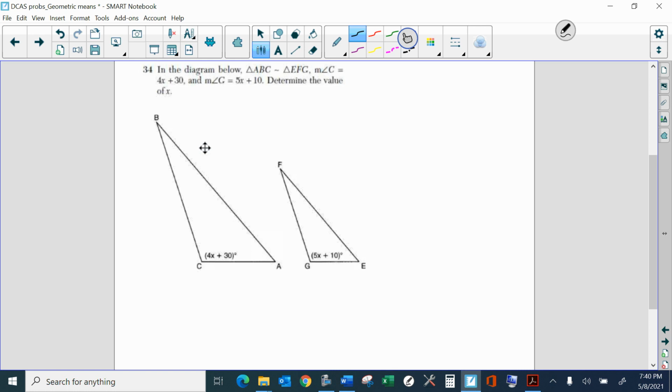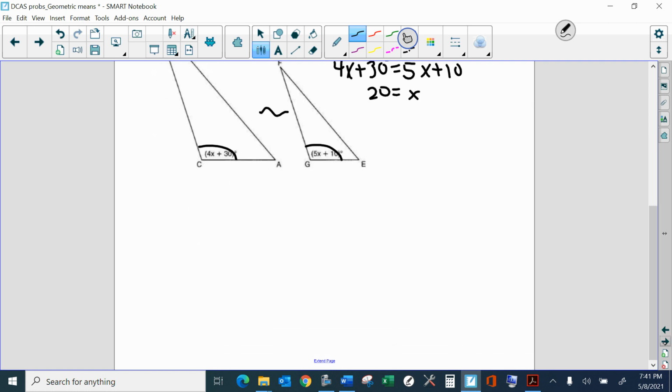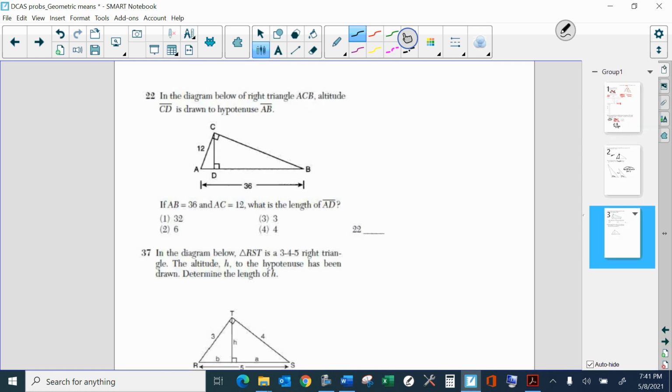In the diagram below, ABC is similar. So that means the corresponding angles are congruent. C matches up with G. So that means this angle is congruent to this angle. Determine the value of X, which is them equal to each other. So move that across, and X equals 20. Nice and easy. I think this is the last one, yes.